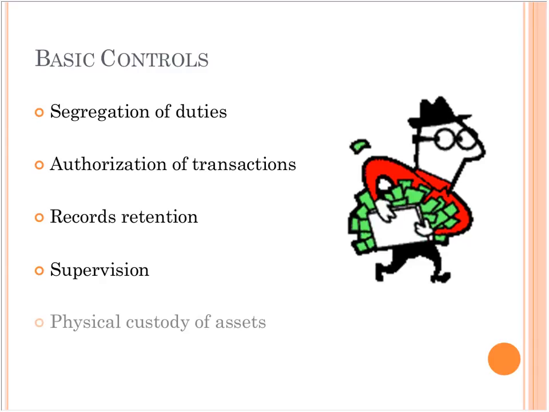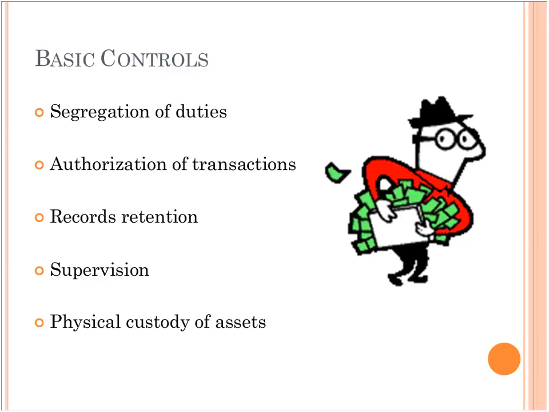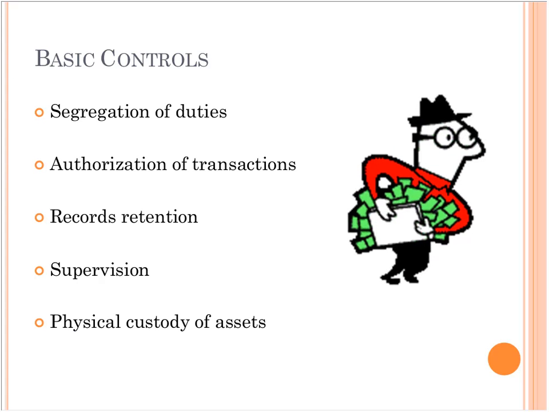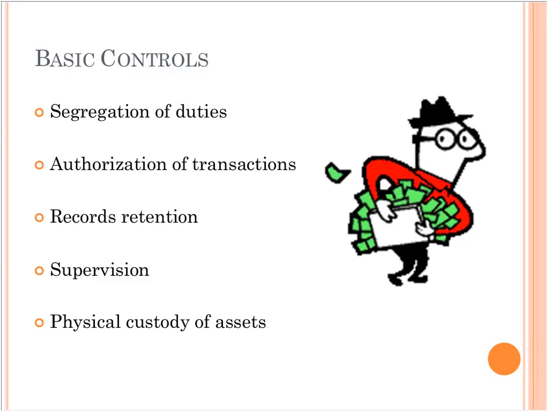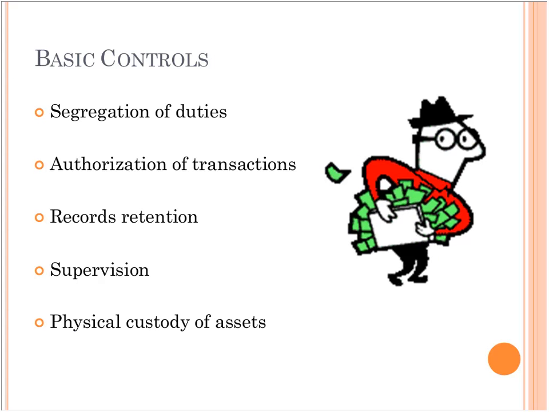A final example of a basic control is physical custody of assets. This means that the organization protects the assets of the organization from theft or loss. So this may mean that you don't have $100,000 in cash sitting in the upper left-hand desk drawer of the bookkeeper, but it also means that the buildings of the organization have insurance and are protected as well.